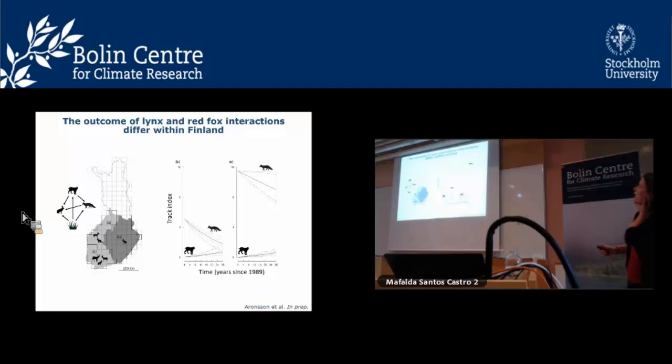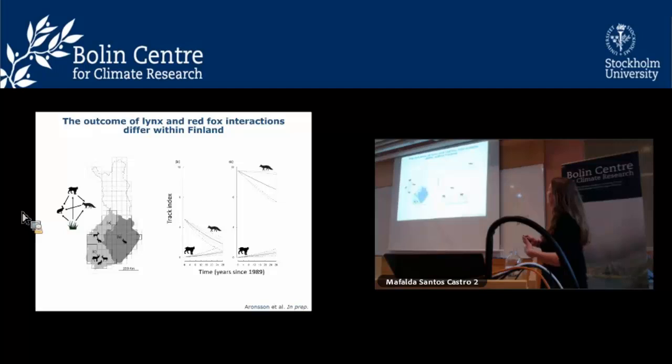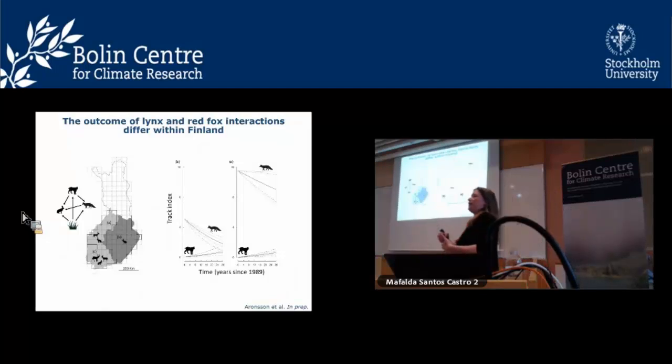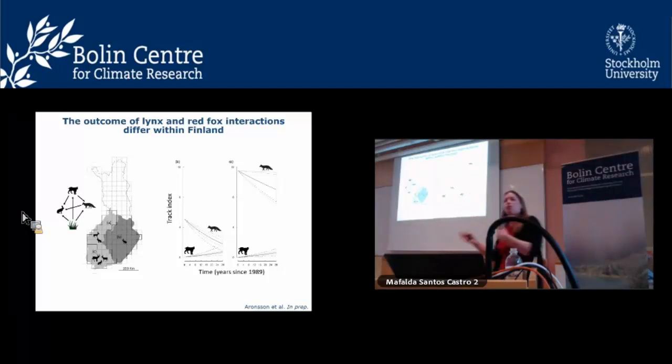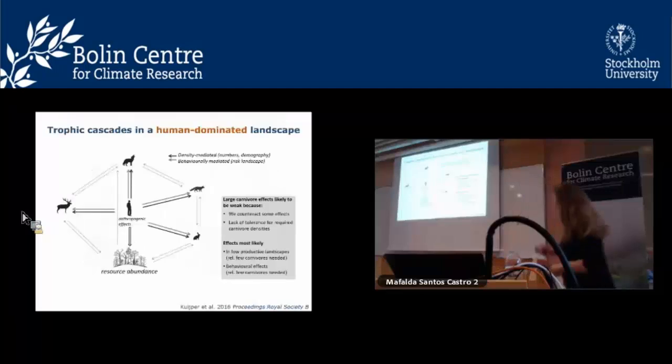We also see that lynx do not get more prone to kill red foxes when there are more red foxes. They basically kill the same number if there are few or many, which means that, in effect, they will presumably not be able to increase the kill rate to compensate for other effects. They simply won't do it.